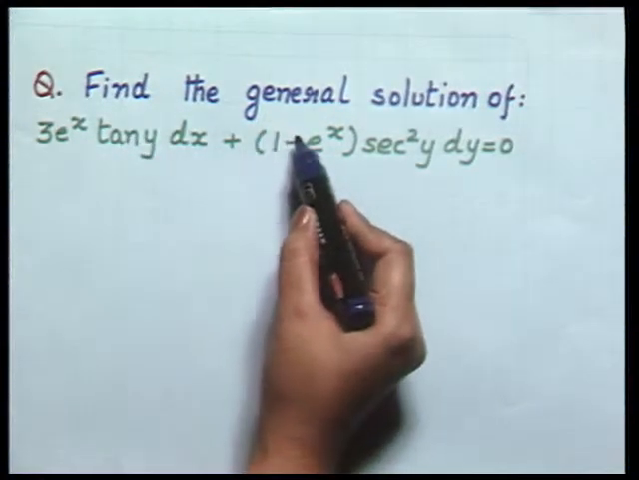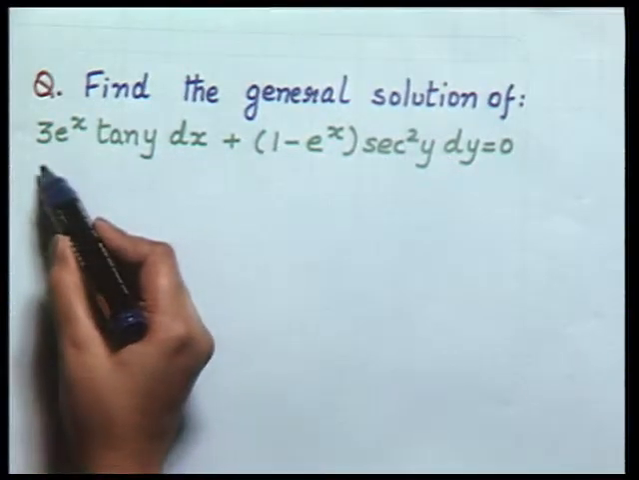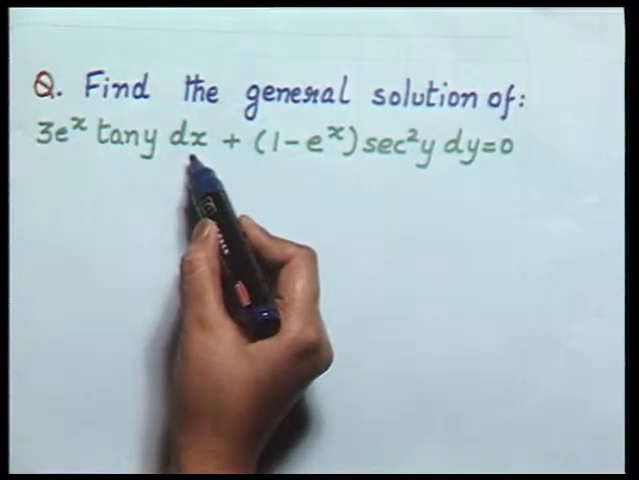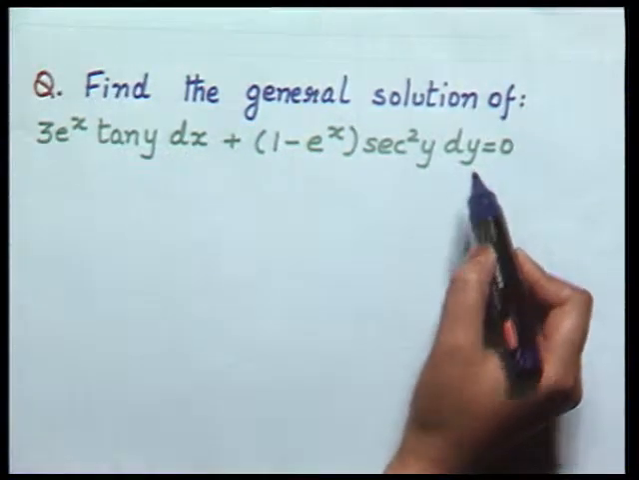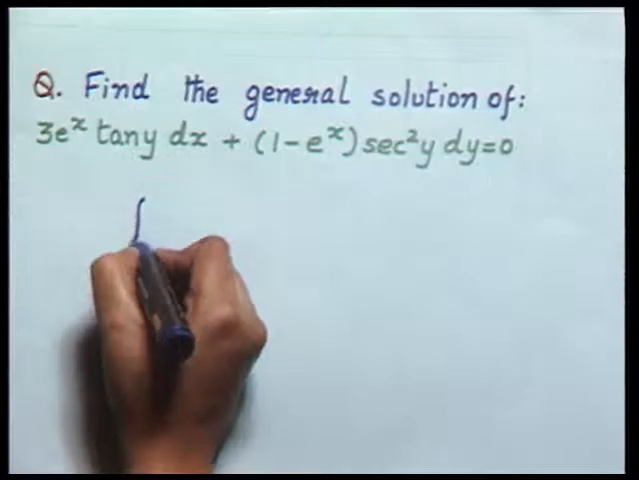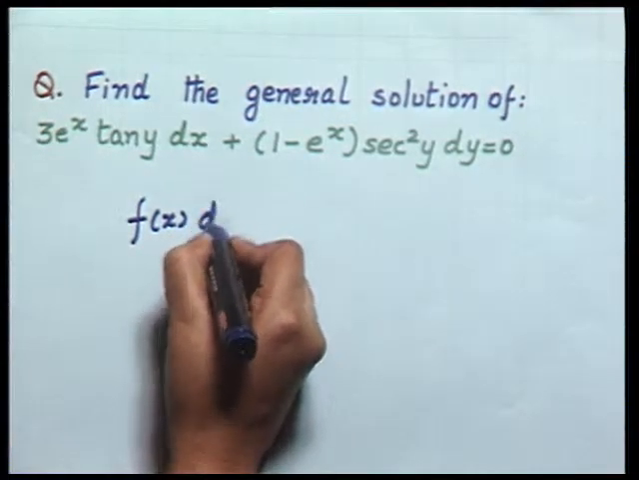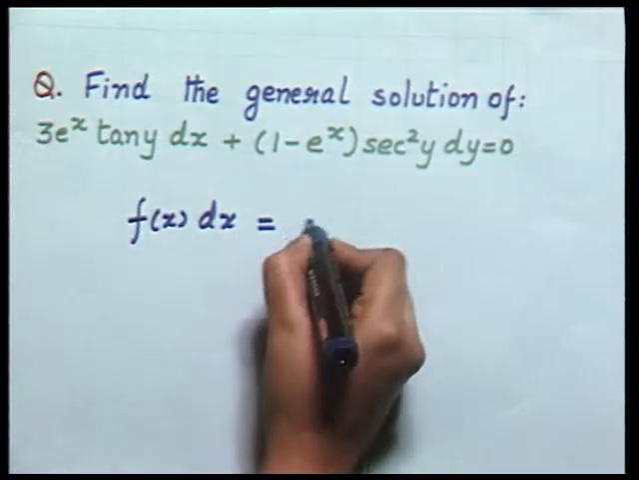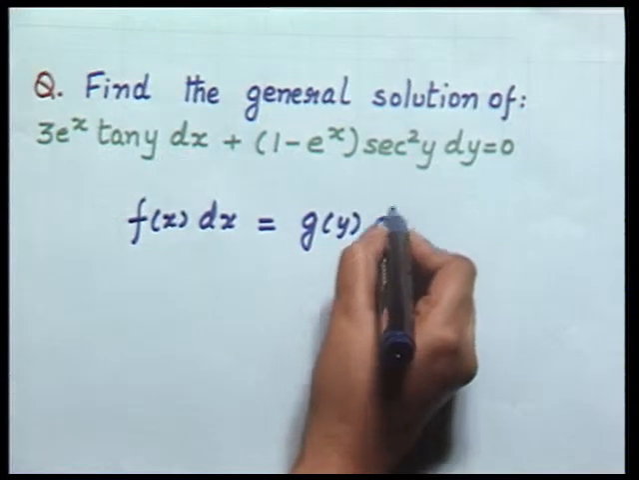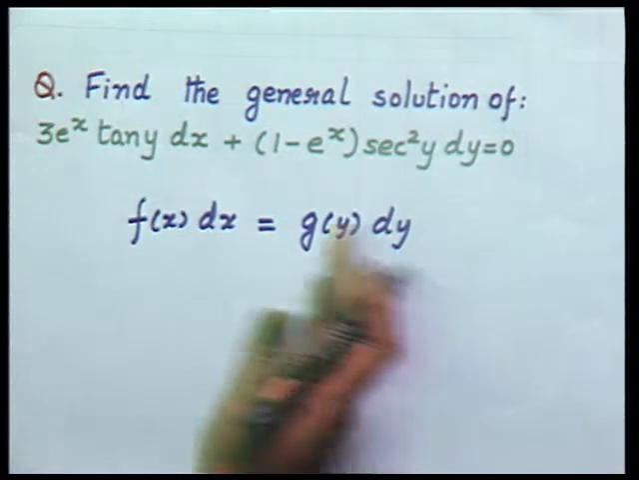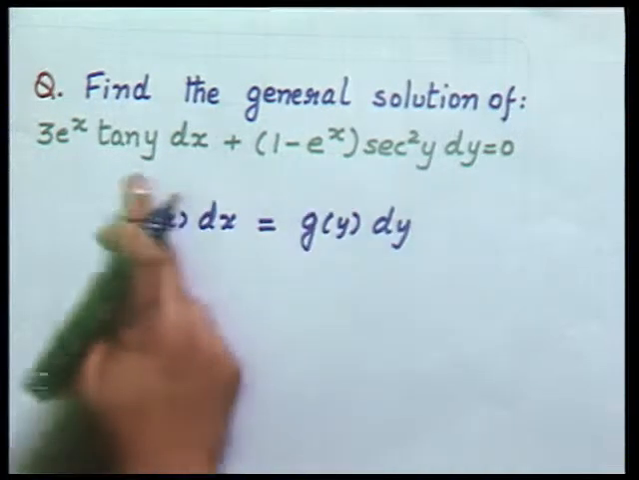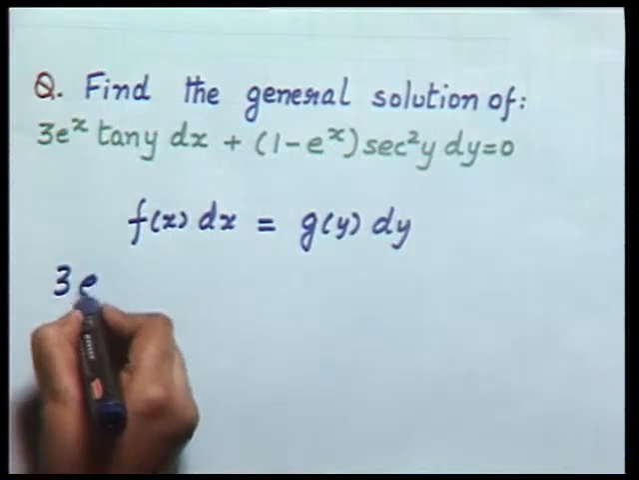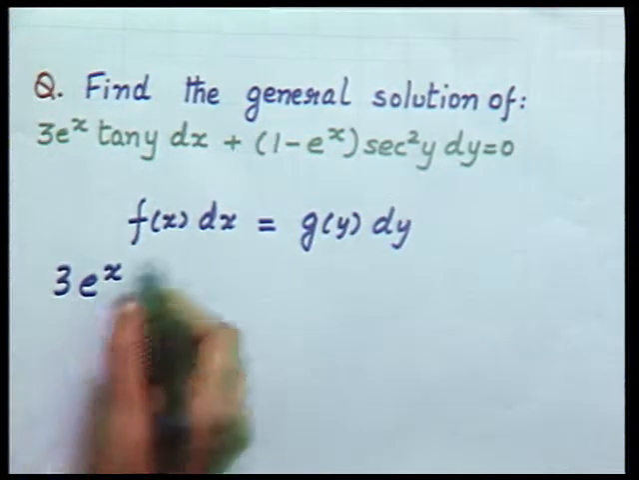We have: find the general solution of 3e to the power x tan y dx plus (1 minus e to the power x) sec square y dy. What you have to aim for is an attempt to write your equation in the form f(x) dx equal to g(y) dy, all terms of y on one side and terms of x on the other side. That can be achieved quite easily here if you rearrange the terms, and that is where your observation is going to be of use.